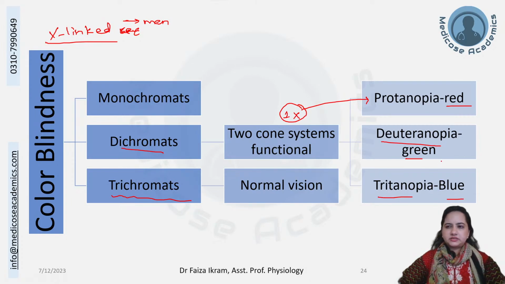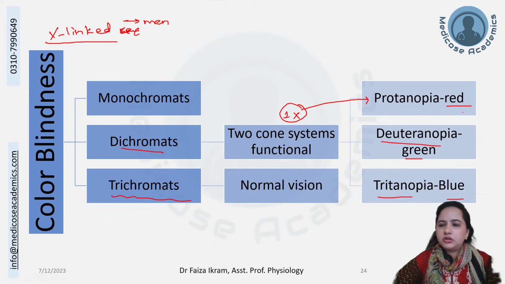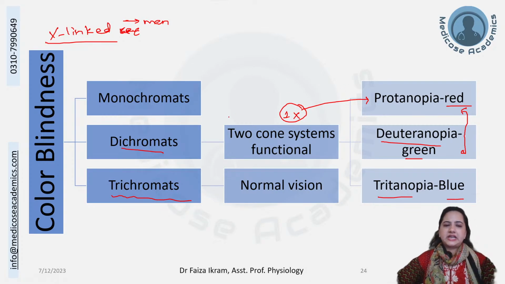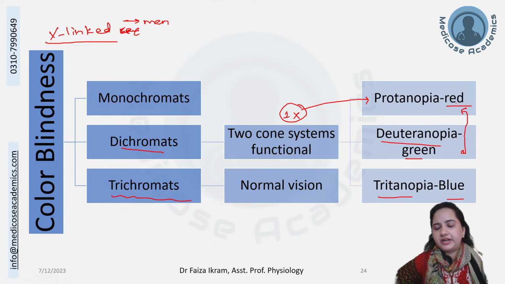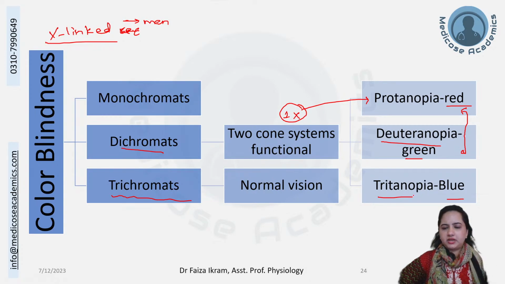You might have come across the terminology of red-green color blindness. Red-green color blindness again is a type of dichromatic color blindness in which the person is unable to differentiate red color from green color. Tritanopia is the most rare form of color blindness. Red-green color blindness is the most common form of it. Lastly, the monochromats are those who have only one functioning cone system and the other two cones are defective.